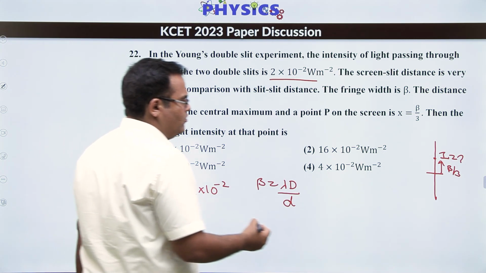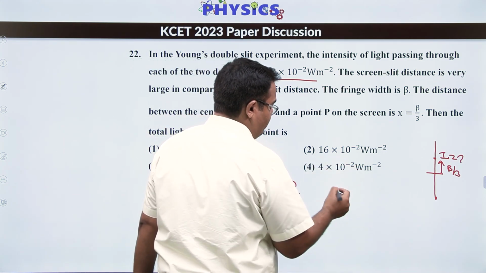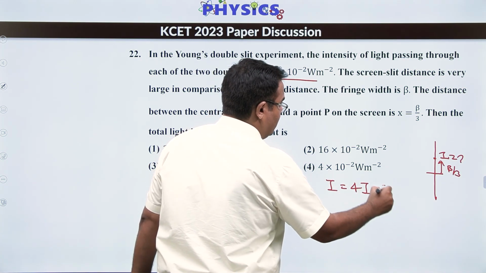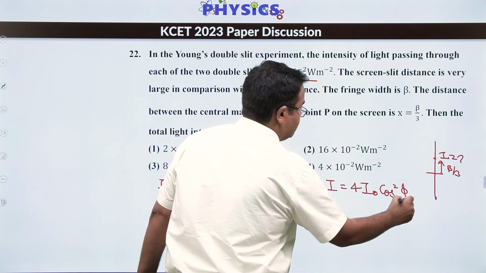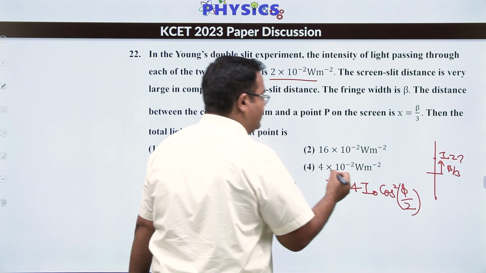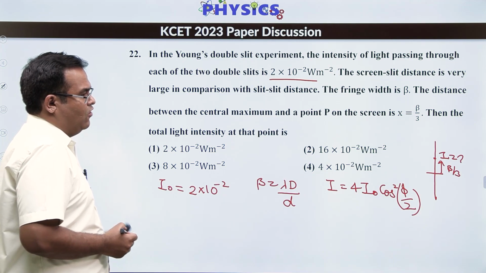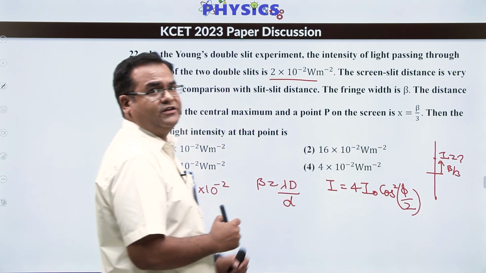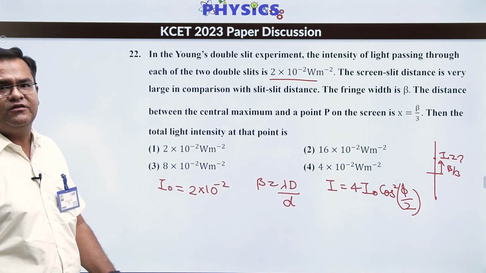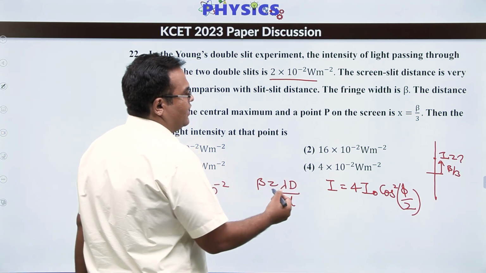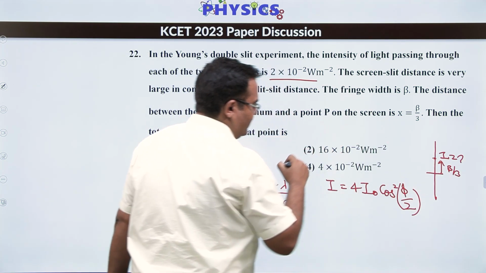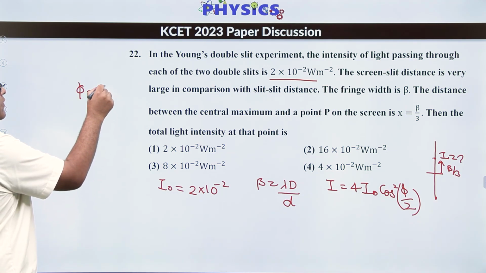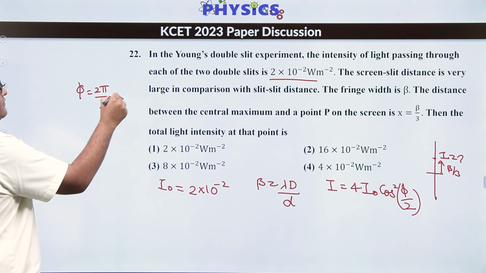So we know that intensity at any point is 4 I naught cos square phi by 2, where I naught is intensity of each slit which is given. Also, phi is the phase difference at that point. When the two waves reach that point, whatever is the phase difference, that is phi. So we have to first find out what is the phase difference at that point. Now, we all know that phase difference is 2 pi by lambda into delta x, right.